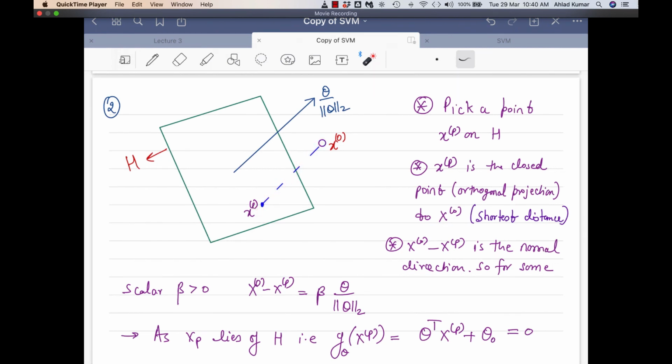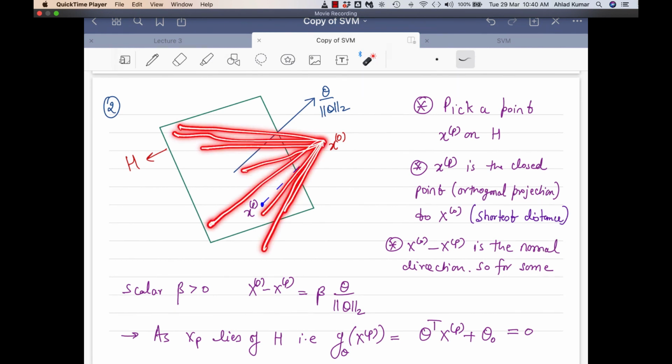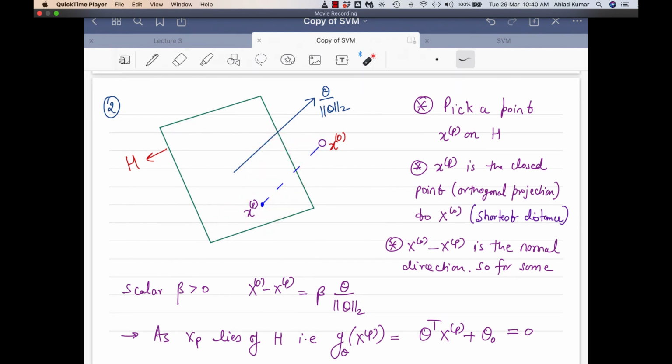So you are taking an orthogonal projection, you are not taking any other projections like this. These are not valid projections because they are giving you the maximum distance. So we are not taking all these projections, we are only taking the orthogonal projection onto the separating hyperplane H, as it is the shortest distance. So we want to know the shortest distance of this point x0, which is the data cluster point, onto the separating hyperplane.